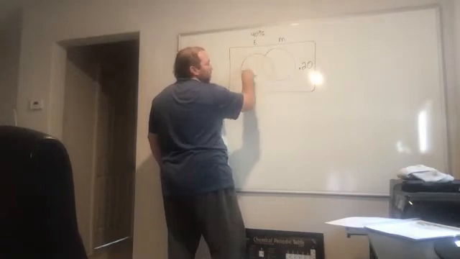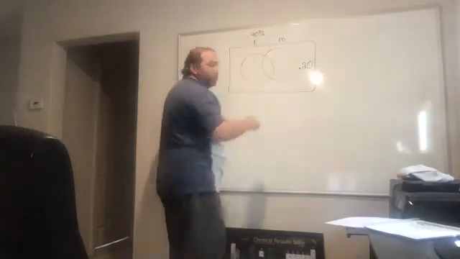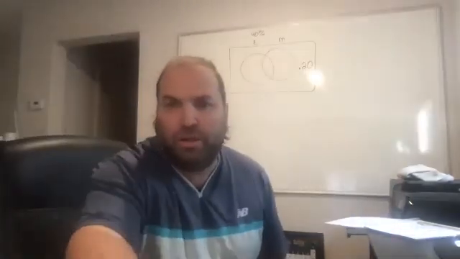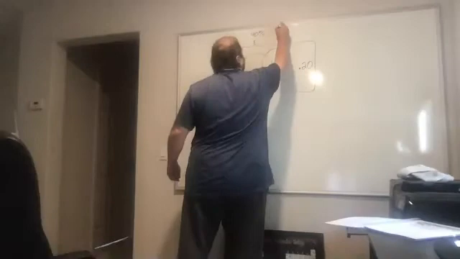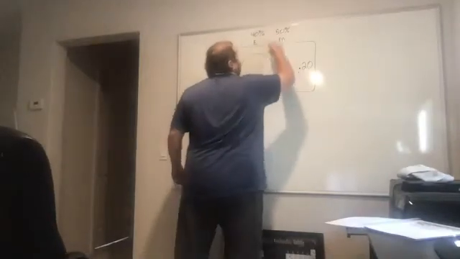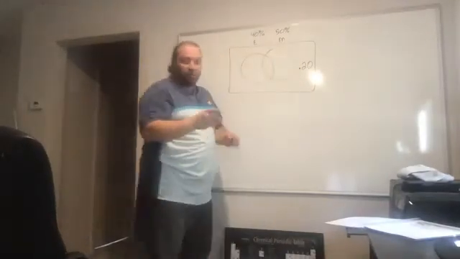Here and here. I don't know which part is which yet. I just know that this part here is 40%. And I know also that 50% are reduced price meals. So this circle here must be 50%. Does that make sense so far? Yeah, to me. Not to you?